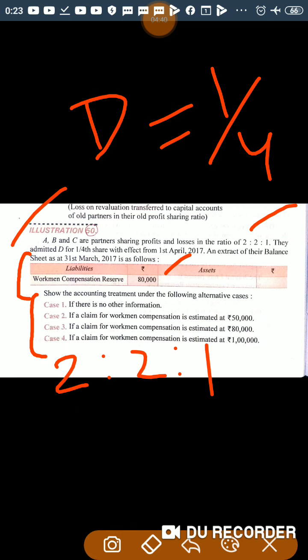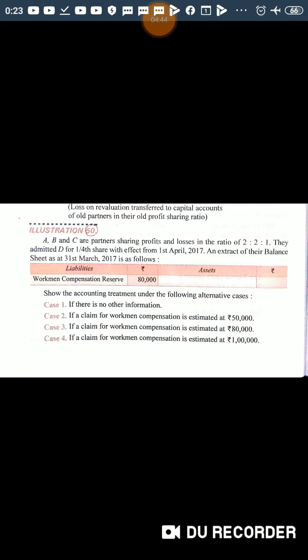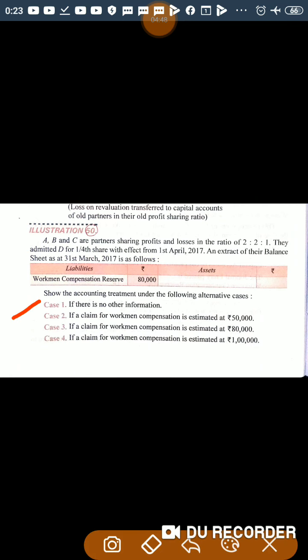The first situation is: if there is no other information. The above information is given, that is, they inform you that A, B, C were the partners and they admitted a new partner D for 1/4 share, and they have given an extract of the balance sheet, and on the liability side, workmen compensation reserve is given as 80,000. Apart from this, no other information is given. No other information means there is no information about whether there is any actual liability or not. Definitely there wouldn't be any actual claim or liability towards workmen compensation. That's why nothing is mentioned.